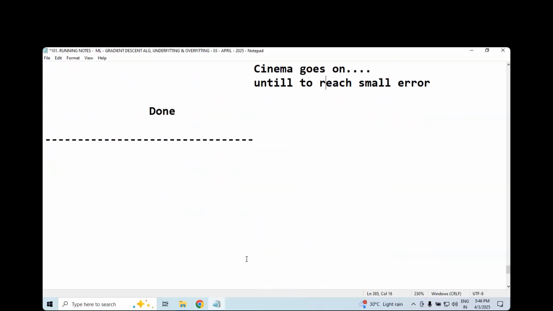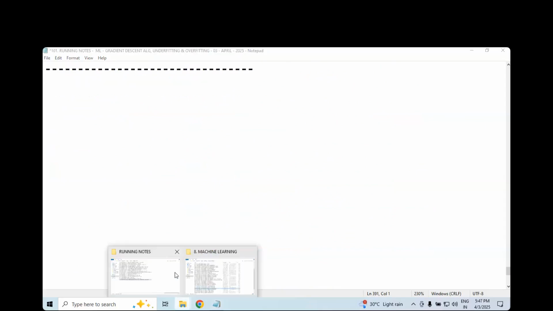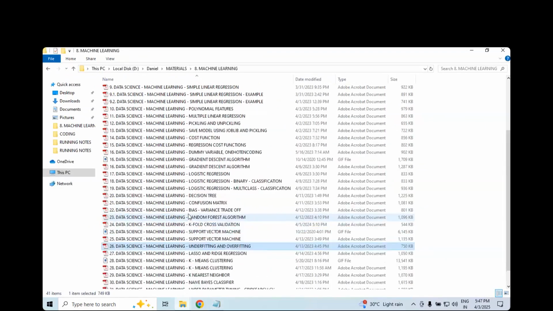Even yesterday someone asked a question. Let me tell you that question today. Let's open the material, and from the reference point of view I can talk about it. Go to the gradient descent algorithm.